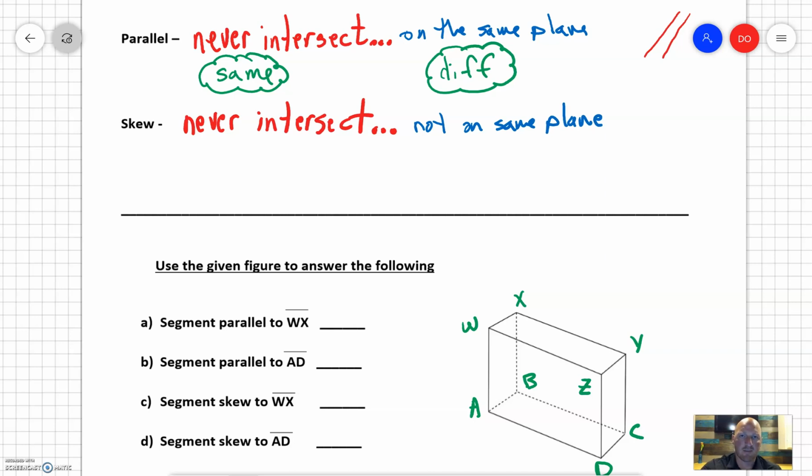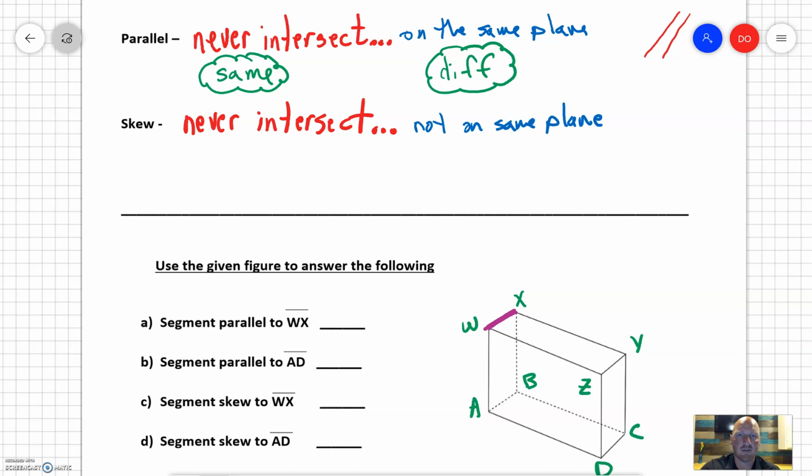Okay, so I have a drawing down below. Please label the points as I have labeled such. Pause your video if you need to. Unpause it when you're ready to go. So we're first going to list segments that are parallel to segment WX. So I want to highlight segment WX right here.